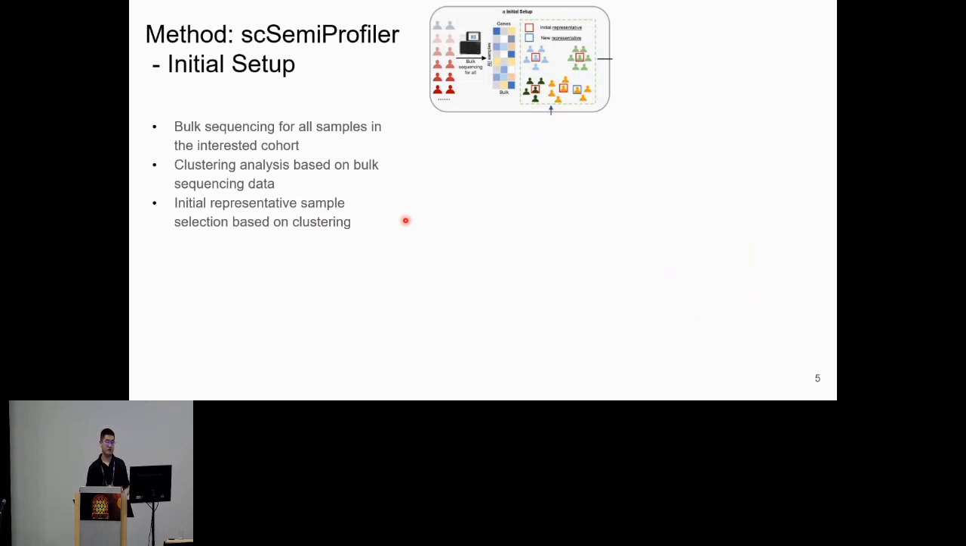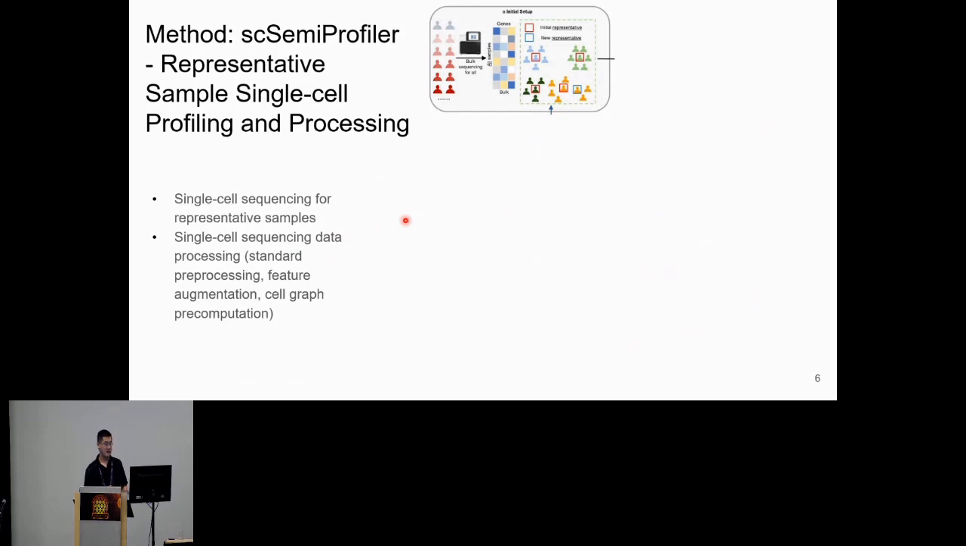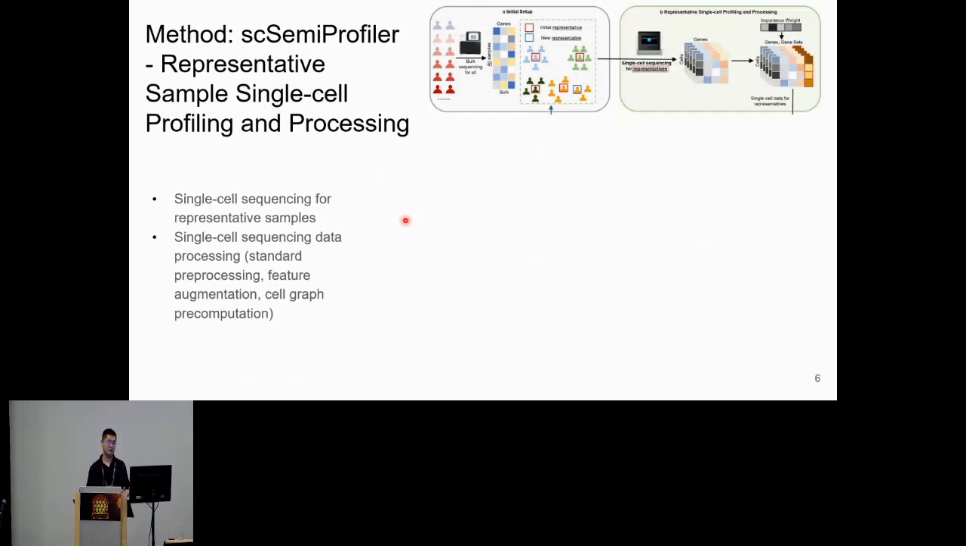So given our interested cohort, we start with the initial setup step, which includes bulk sequencing for all samples, and perform a clustering analysis for the bulk data. Then we select some representative samples. Those samples are the samples close to the cluster centroids. And then for these selected representative samples, we perform single cell sequencing to get the single cell data and do some processing, which includes basic preprocessing and some feature augmentations.